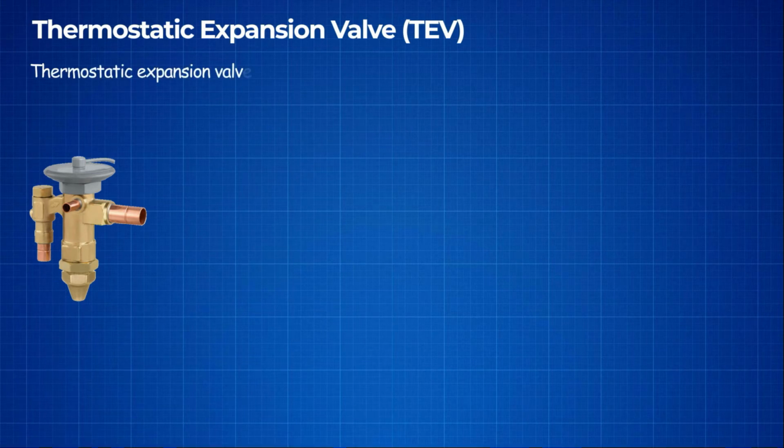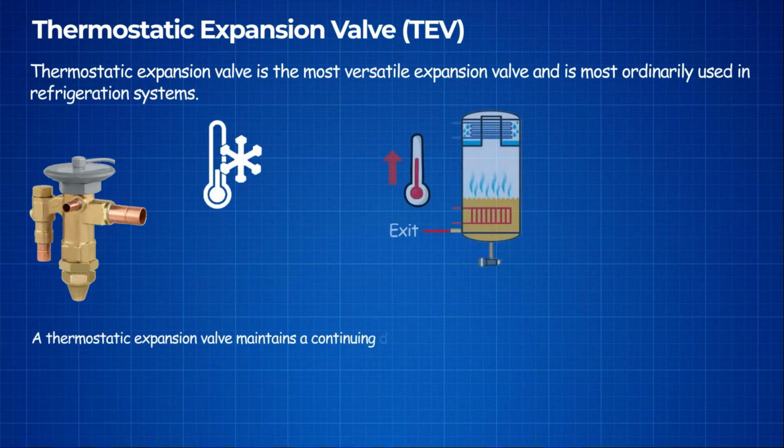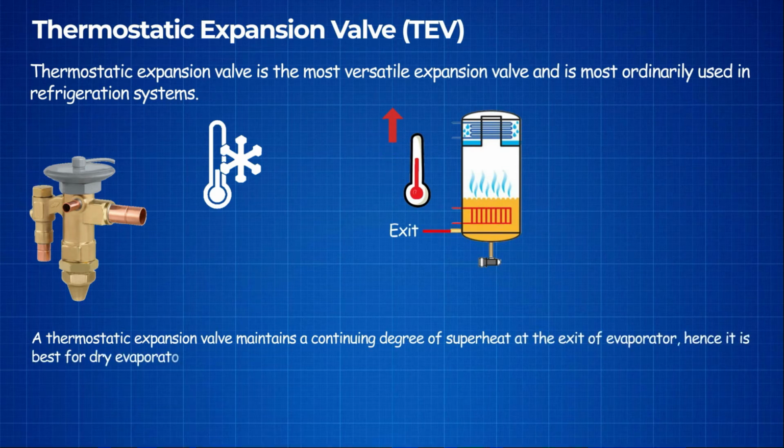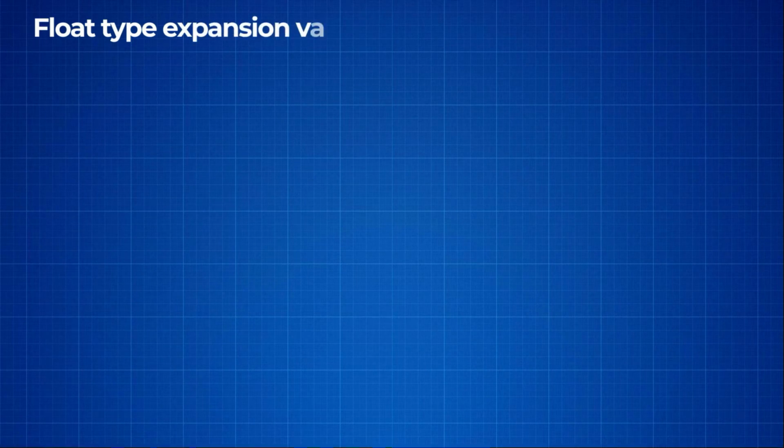Thermostatic expansion valve, TEV. The thermostatic expansion valve is the most versatile expansion valve and is most ordinarily used in refrigeration systems. A thermostatic expansion valve maintains a continuing degree of superheat at the exit of the evaporator, hence it is best for dry evaporators, which prevents the slugging of the compressors, and it doesn't allow the liquid refrigerant to enter the compressor.